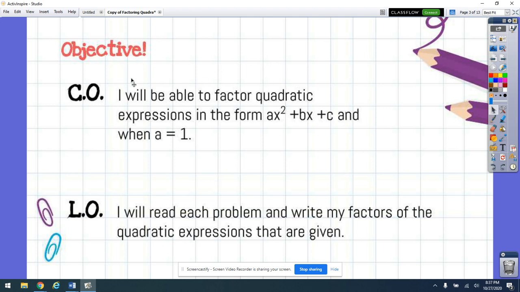So for our lesson for today, our content objective is I will be able to factor quadratic expressions in the form of ax squared plus bx plus c, and when a is equal to 1. So we're talking about this a term here. We're also going to talk about our language objective. I will read each problem and write my factors of the quadratic expression that are given. So that's what we're going to focus on today.